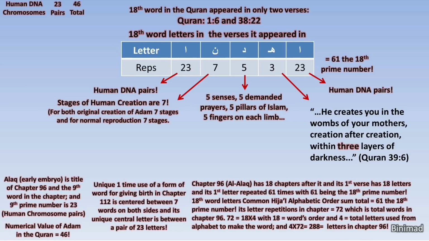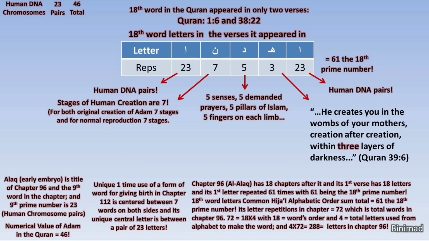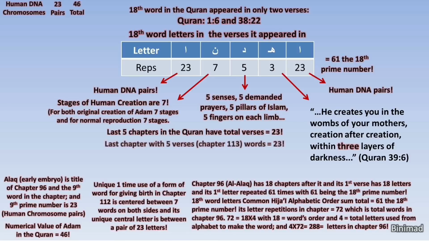But I wondered, is there even more to this number 5? It is central in this matrix. So I took this to the next level with amazing findings. I found that amazingly, the last 5 chapters in the Quran are a total of 23 verses. Then I was further amazed to see that the last chapter with 5 verses has 23 words.